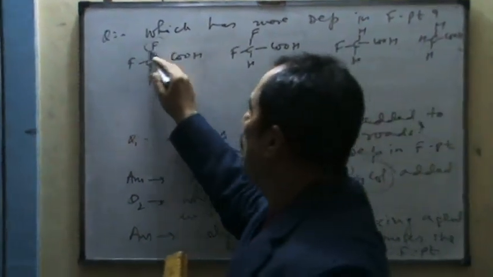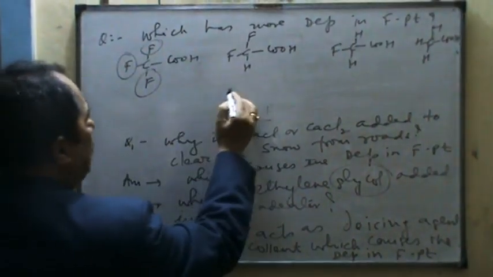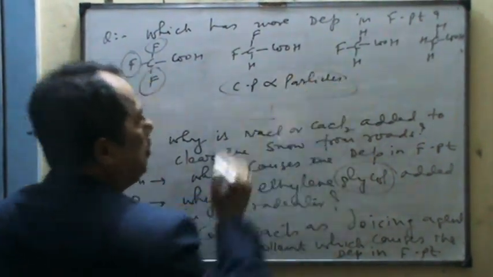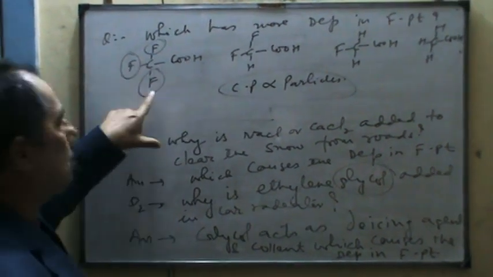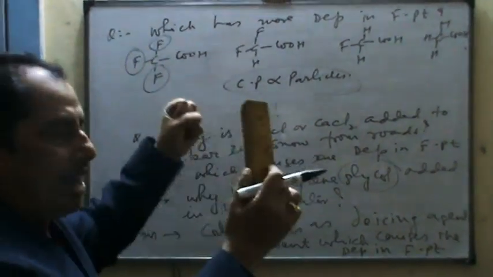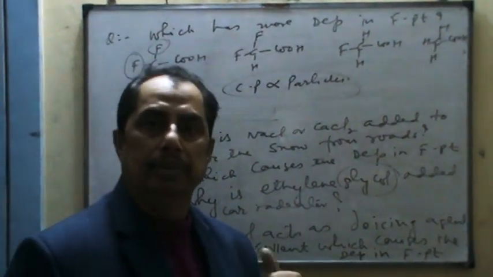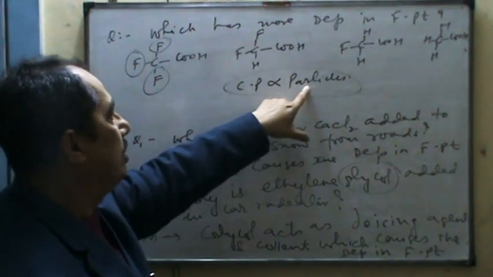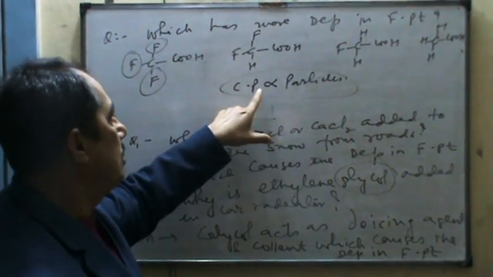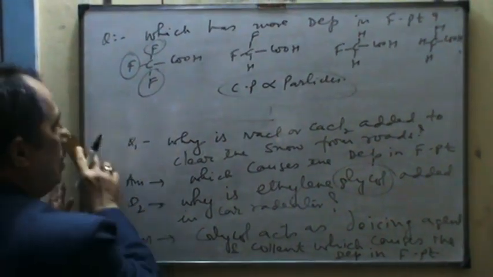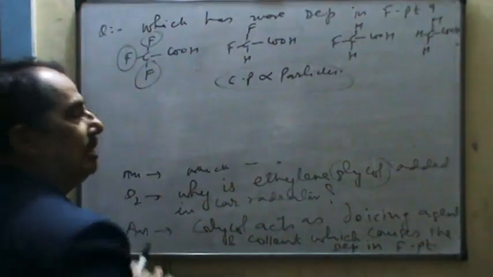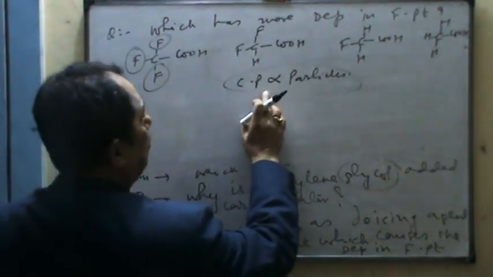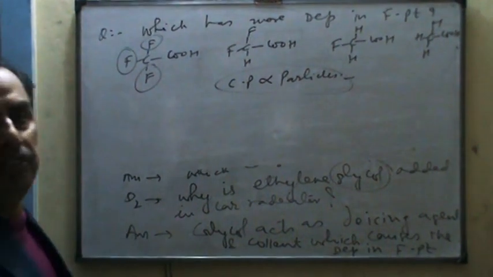The more the number of particles formed, the more the colligative property, because colligative property is directly proportional to the number of particles formed. It is highly electronegative, so it will create more strain and it will be easily dissociated. The more the number of electronegative elements, the greater the colligative property. So colligative property here is directly proportional to the number of particles formed.